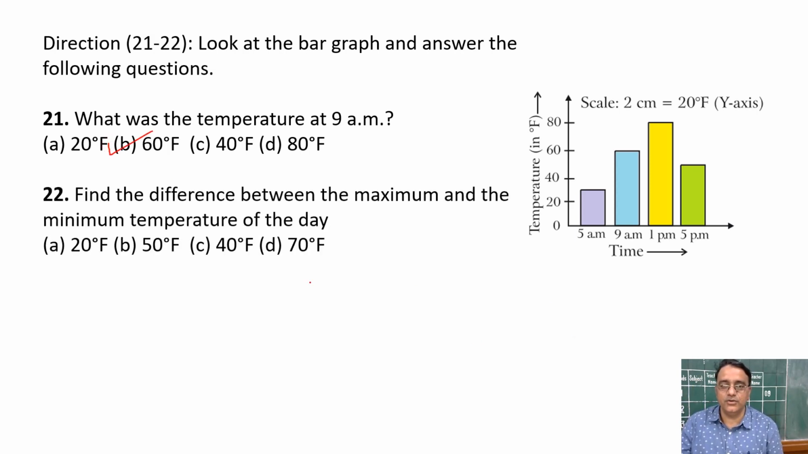Find the difference between the maximum and the minimum temperature of the day. So how much is the maximum? 80. Minimum, 30, it is in between, 30. So 80 minus 30 is 50. And the correct option is B.